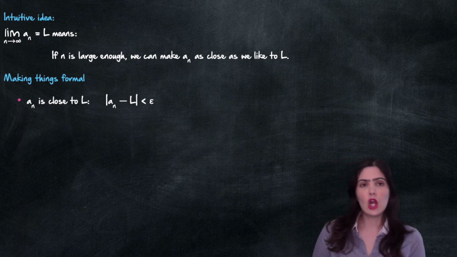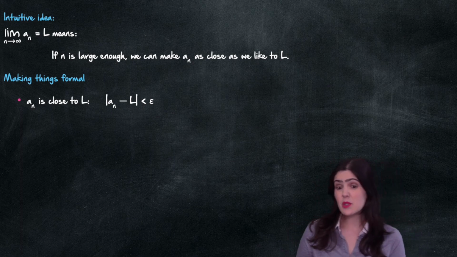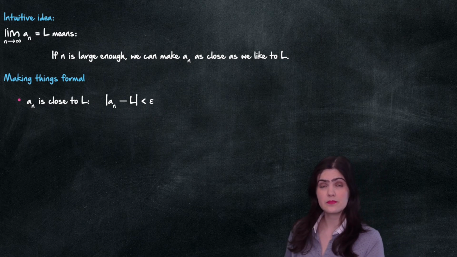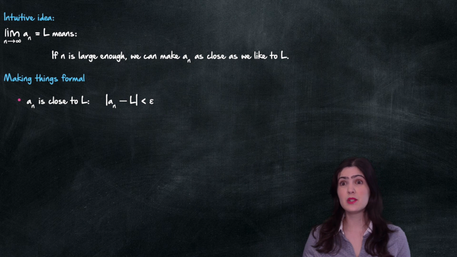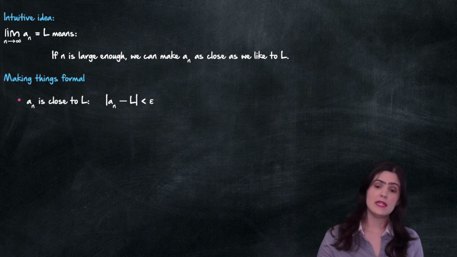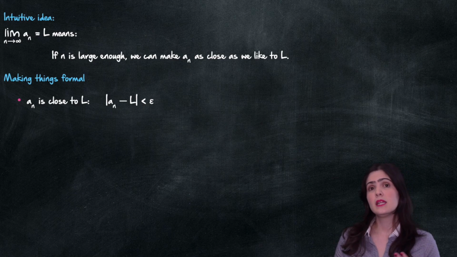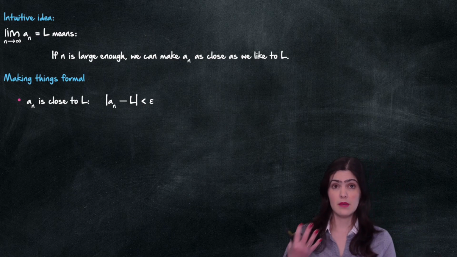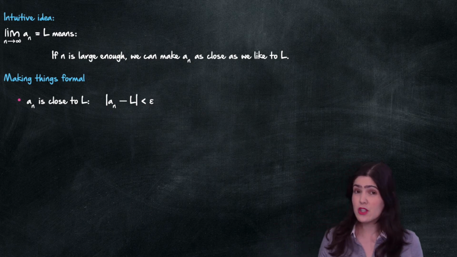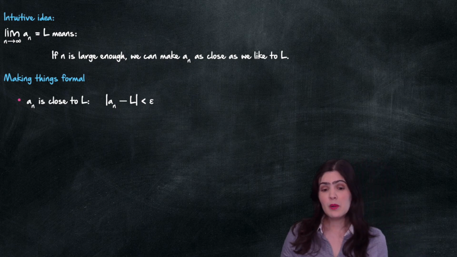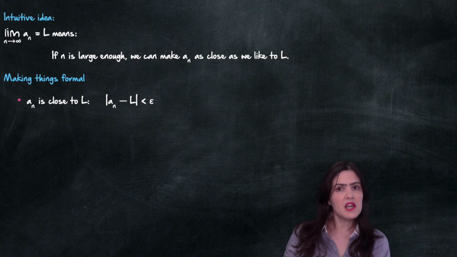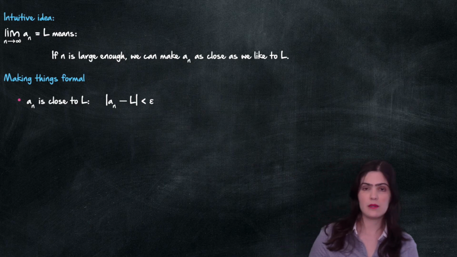Well, a_n is close to L means that the distance between a_n and L is less than epsilon. And we use the absolute value to denote distances between two real numbers. So a_n is close to L would mean that the absolute value of a_n minus L is less than epsilon, where epsilon is something small. I haven't told you what epsilon is yet, but if the distance is smaller than a small number, then they're close, right? Okay, so that's what we'll do.